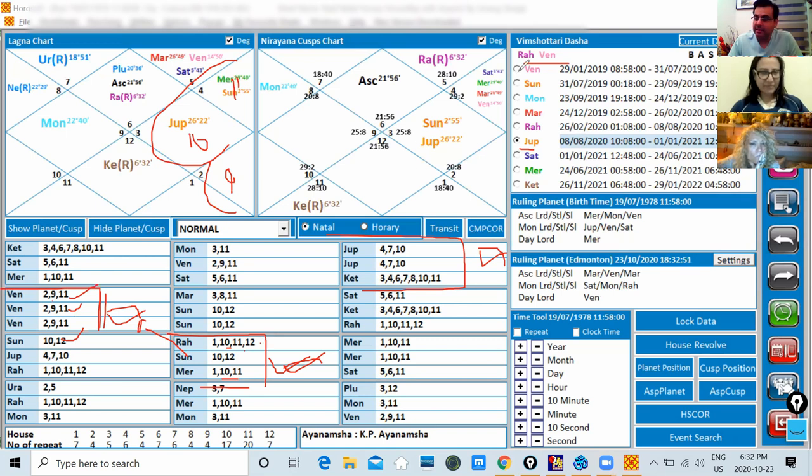Same planet. Question is, now look at the Jupiter. We missed Jupiter also. So let's say Jupiter is showing money. Yes, no? Yes. 6, 10, 11. All three money houses are here, right? 10, so prominent. So this person is making money.